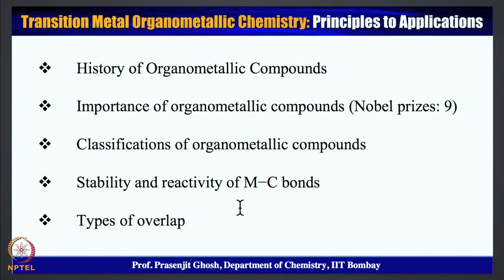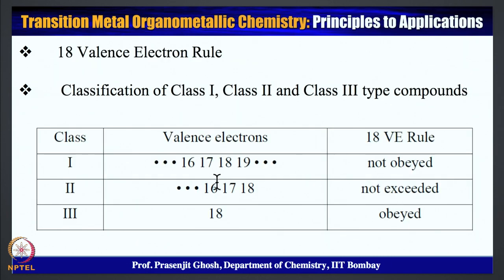Now, in the earlier classes, I went into the classification of organometallic compounds, particularly looking at the stability and reactivity of metal-carbon bonds. These started with the type of overlap they make. One of the bases for classification of organometallic compounds is the 18 valence electron rule, and based on this, 3 classes or 3 types of organometallic compounds can be made: class 1, class 2, class 3.